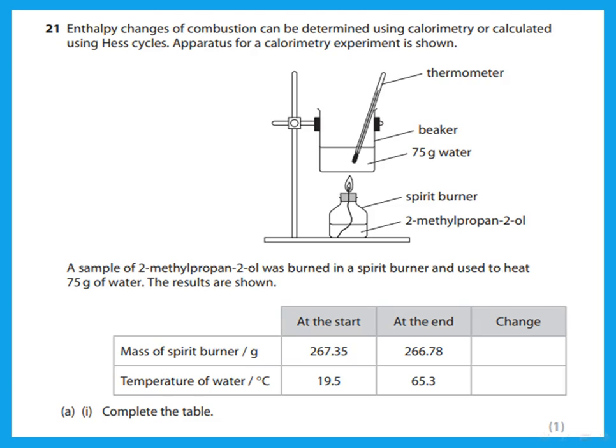This question says enthalpy changes of combustion can be determined using calorimetry or calculated using Hess's cycle. Now he has a sample of 2-methyl propane 2-ol, so that's an alcohol. It was burned in a spirit burner and used to heat 75 grams of water. And he gives you a table. What is the mass of the spirit burner? At the start it was this, and at the end it was this. So the difference is the mass of the spirit burner. Now the temperature at the start it was 19.5, at the end 65.3, so the difference is this temperature.